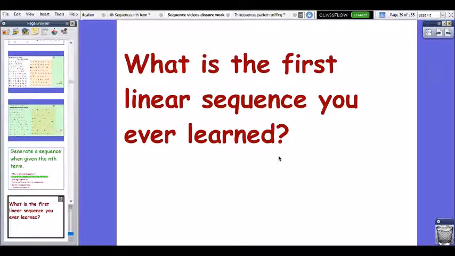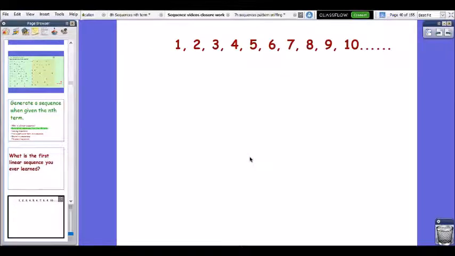Just as a recap from last lesson, a linear sequence just means a sequence that gets increased by the same amount each term. You learnt this sequence when you were very, very young, probably even before you started nursery. I'm willing to bet that the first linear sequence that you ever learned was this linear sequence.